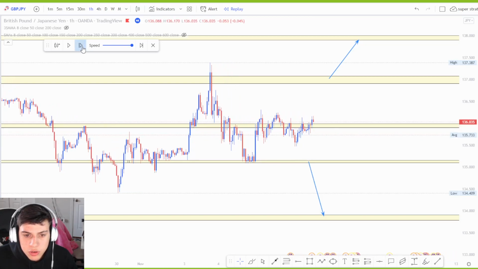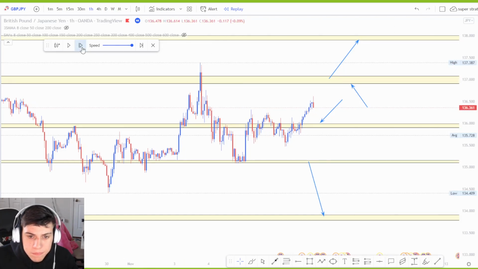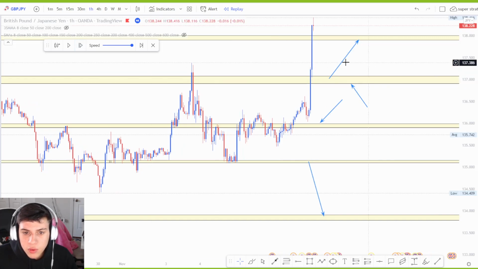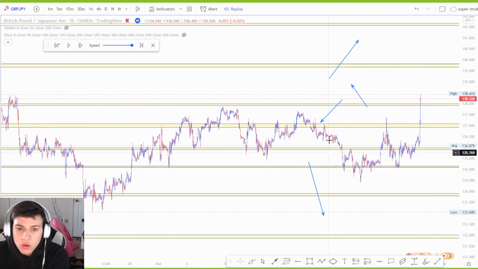Watch. Respecting this zone, right? So now that we broke out of this zone, what does that mean? Now that we've broken out of this zone, where can we come up to tap? That zone right there. Notice how it does that. Boom, right? So look, notice how once we broke this zone, we came back up to this zone. Now there are multiple zones here now.